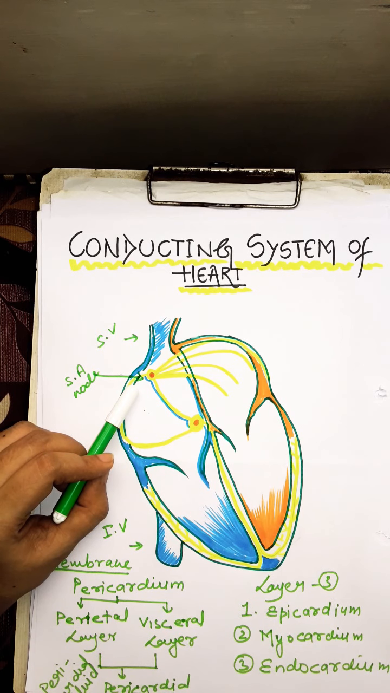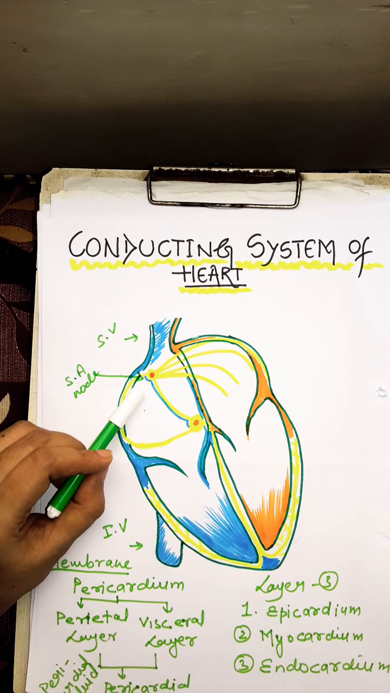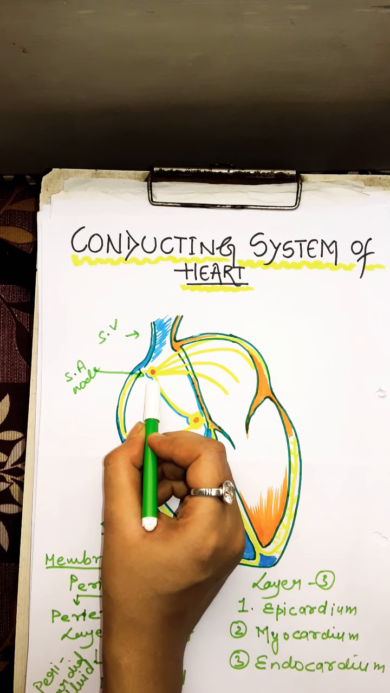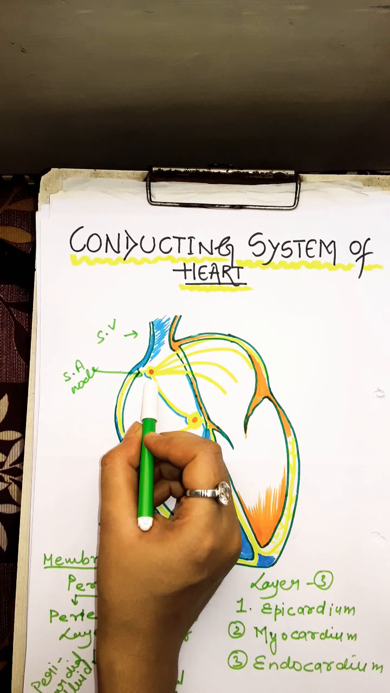The sinoatrial cells generate these regular impulses because they are electrically unstable, and this instability leads them to discharge or depolarize irregularly, usually between 60 and 80 times per minute. This depolarization is followed by recovery or repolarization, but almost immediately their instability leads them to discharge again.